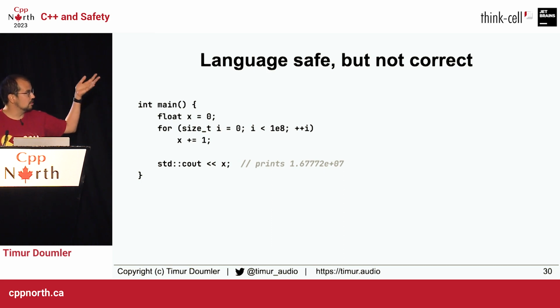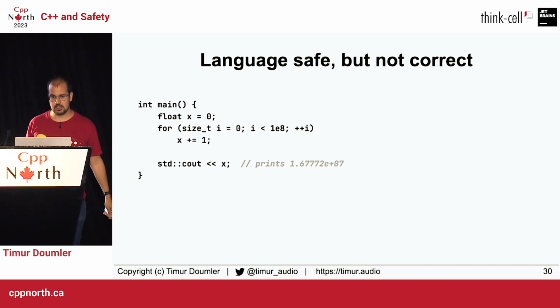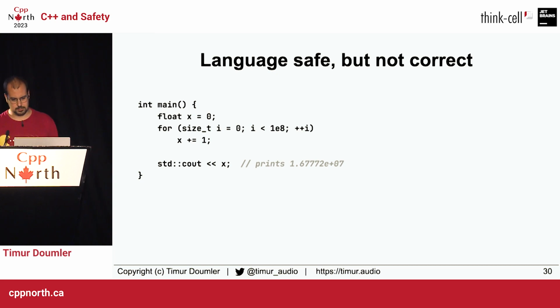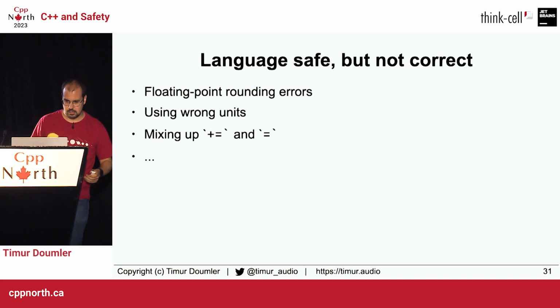To do this properly, you need to account for floating point precision. There is an algorithm that does that. It's called Kahan summation. You can go and use that. If you're not aware of that, you're going to run into this problem. So there's lots of things like that. Floating point rounding errors, using the wrong units. Famously, the Mars Climate Orbiter crashed because of that.